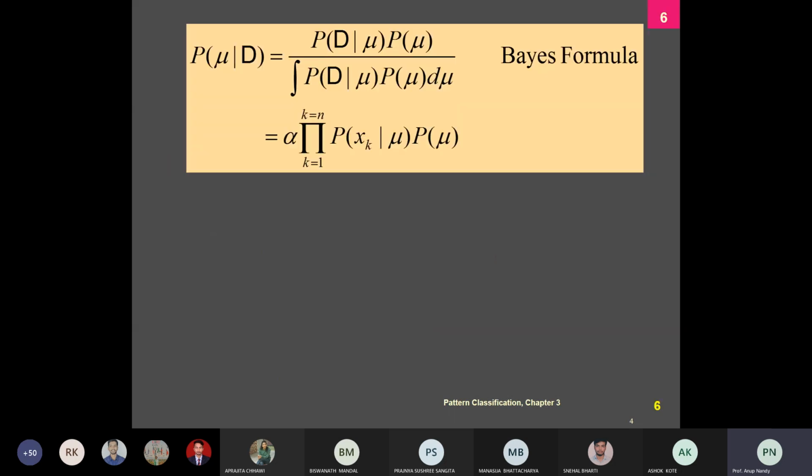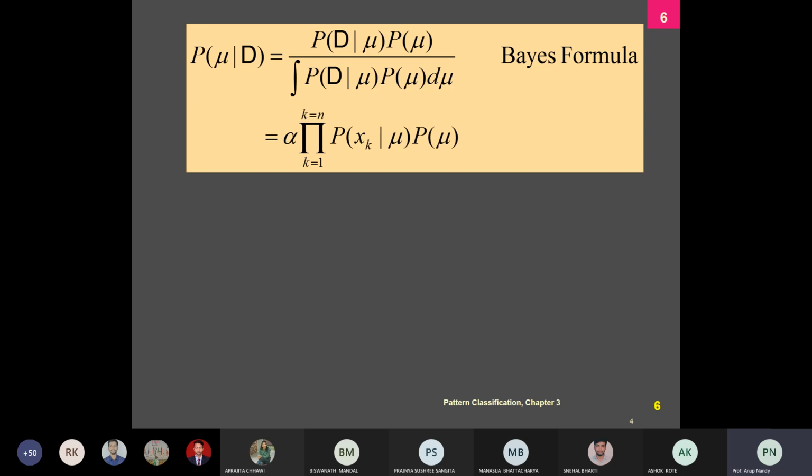Now if you compute using the Bayes formula, the probability of mu given D can be written in this way. Now you have selected this prior density for mu. You can imagine that mu has been drawn from a prior density, using the probability law P(mu). Once you get the value, it becomes the true value of mu, and you can easily determine the density function.